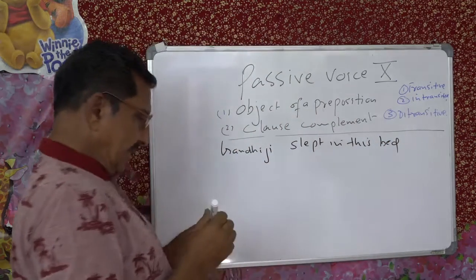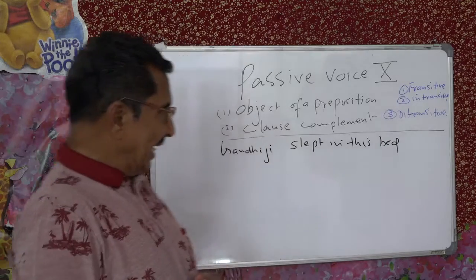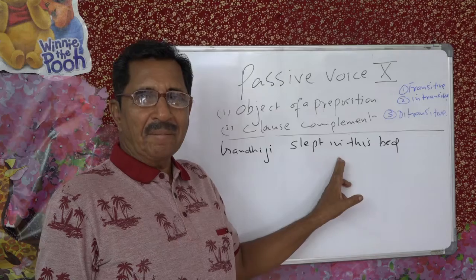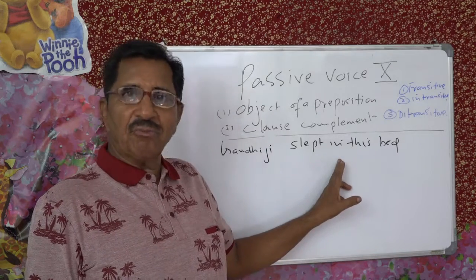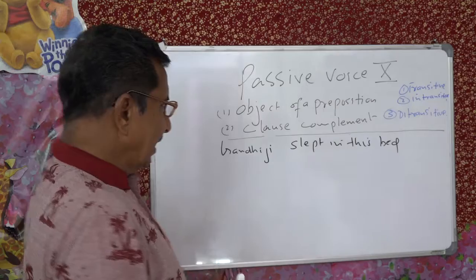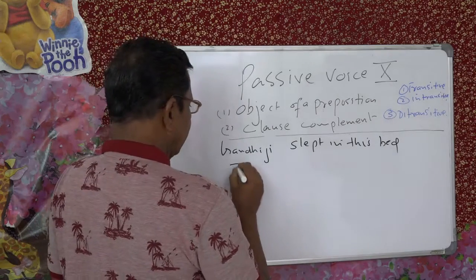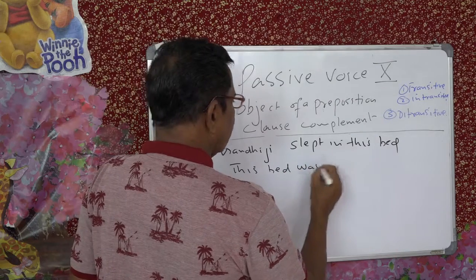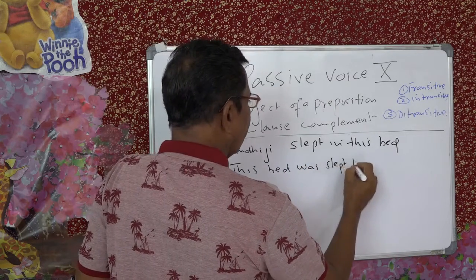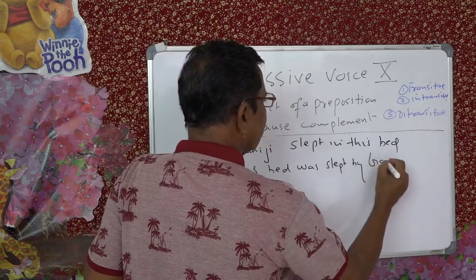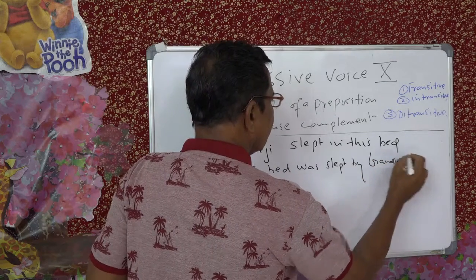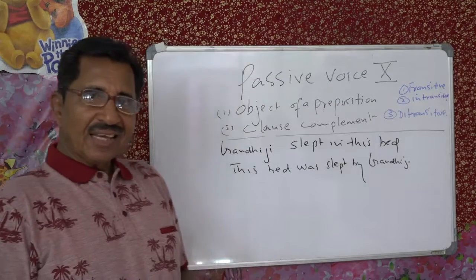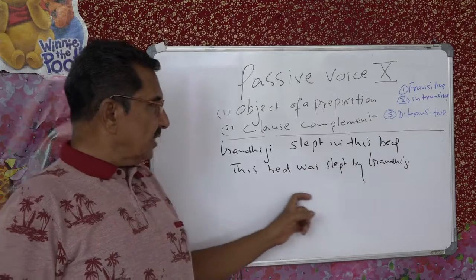Here, there is a very interesting situation. This bed is the object of the preposition in. So this can be converted into passive. Like this bed was slept by Gandhiji. It's perfectly alright. If you get a tricky question like this, write the passive of "Gandhiji slept in this bed."